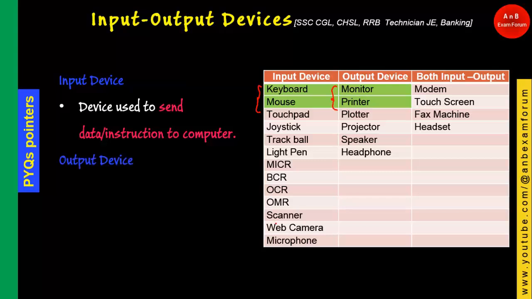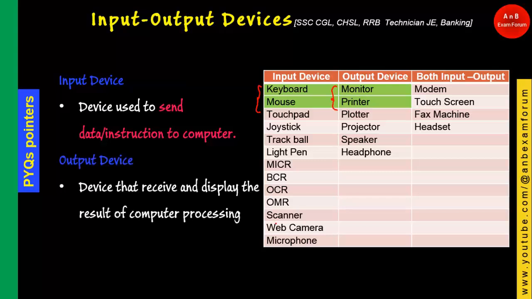Coming to the output device, it is the reverse of the input device. An input device is used to send data or instructions to the computer, whereas output devices are used to receive and display the result of computer processing. Like the monitor: whatever screen you are watching on your mobile or television is an output device. It is the result of some computation.